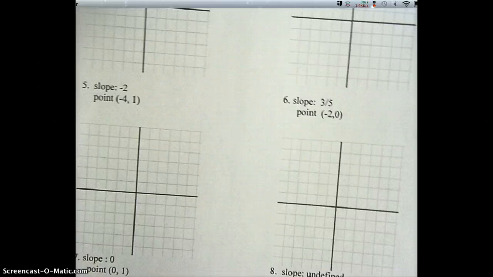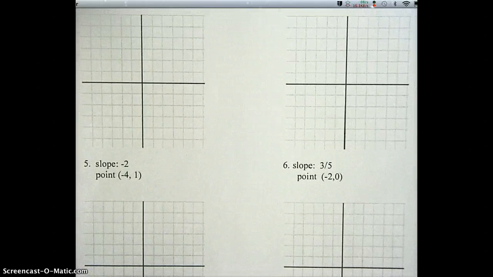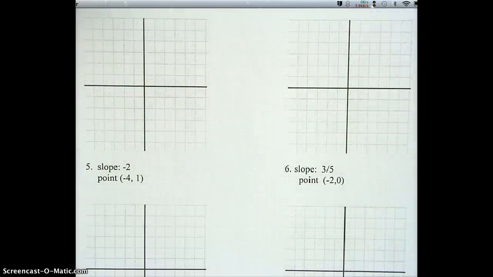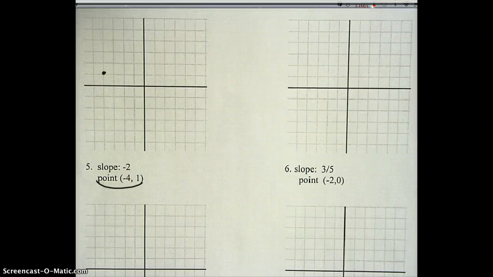So let's take a look at the solutions to the next 2 problems. Questions 5, 6, 7, and 8. Remember, you should be trying these on your own first and then coming back for additional help when you need it. So we're going to graph the point -4, 1. So we're going to go over 4 up 1. And then we're going to use a slope of -2. That can be written as -2 over 1. That's my rise and my run.